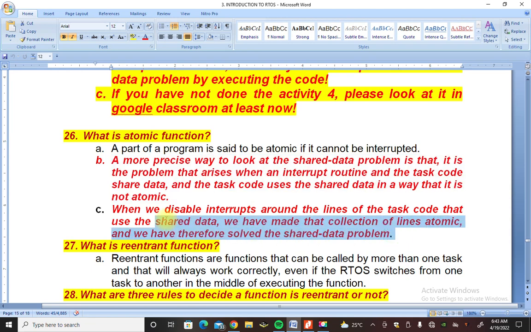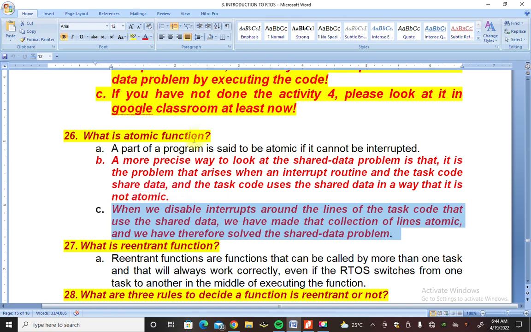So when we disable the interrupts around the lines of the task code that use shared data, we have made that collection of lines atomic, and we have therefore solved the shared data problem. That is what we have experimented. It is what we have demonstrated in the IT51 simulation code, how to make that particular code atomic.